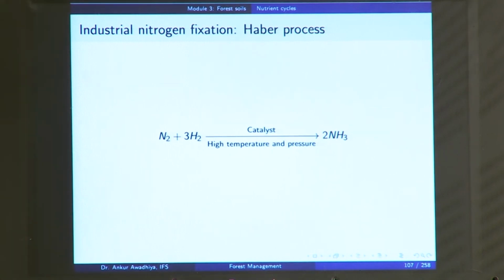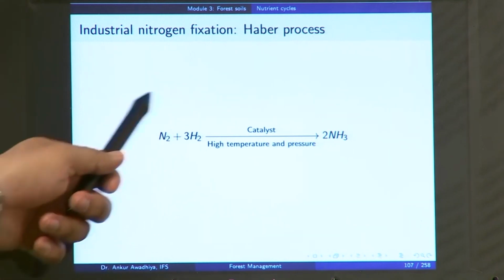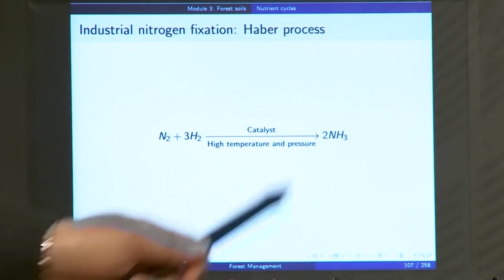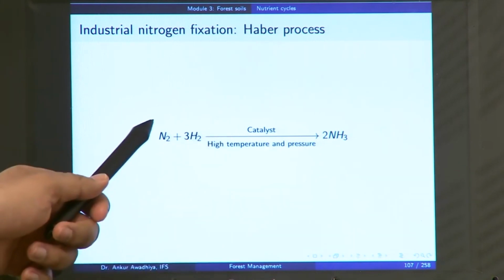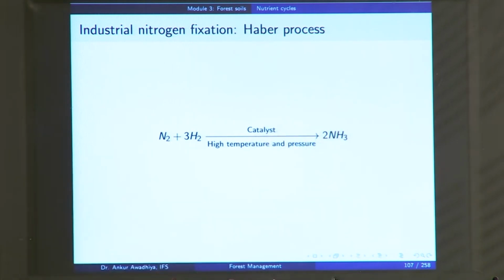Now, one very common way of doing the industrial nitrogen fixation is through the Haber process. Now, in the Haber process, nitrogen and hydrogen are combined together at high temperature and pressure in the presence of a catalyst, and these nitrogen and hydrogen react together to form ammonia. So, this is a process that is not happening naturally, because the high temperatures and pressures that are required and the catalyst that is required have to be made available artificially. So, this is a process of industrial nitrogen fixation.